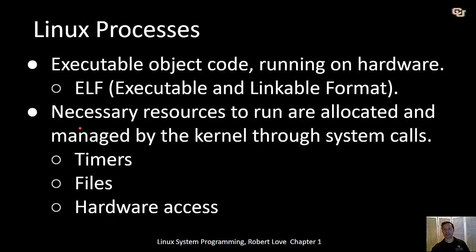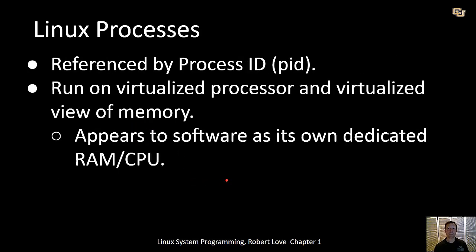So for a Linux process, the necessary resources that are needed to run are managed and allocated by the kernel through the system call interface that we've discussed in previous lectures. So for instance, timers or files or any type of hardware access, it's all organized and managed by the kernel through these system calls. A Linux process is referenced by a process ID, so that's something that you can use to interact with the process, so to send it signals, to stop it, for instance.